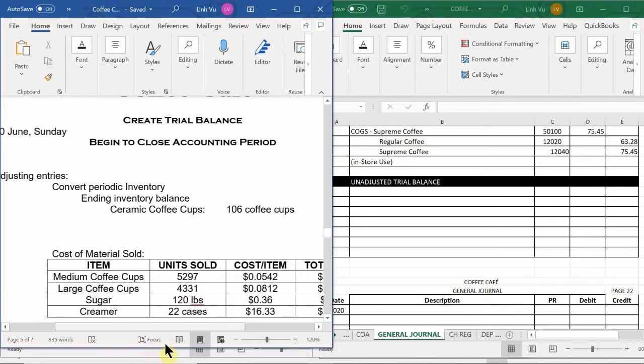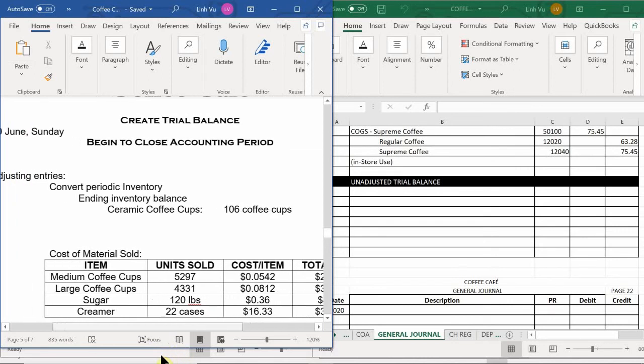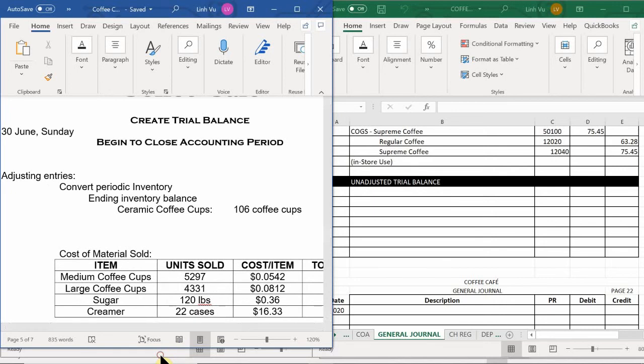The first adjustment that we have here is for the periodic inventory. We are going to finally complete our conversion entry for our inventory, okay? And in this case, our journal has exactly enough lines to be able to journalize the conversion entry. First things first, let's take a look. It says that the ending inventory for the ceramic coffee mugs is 106 coffee mugs left on hand.